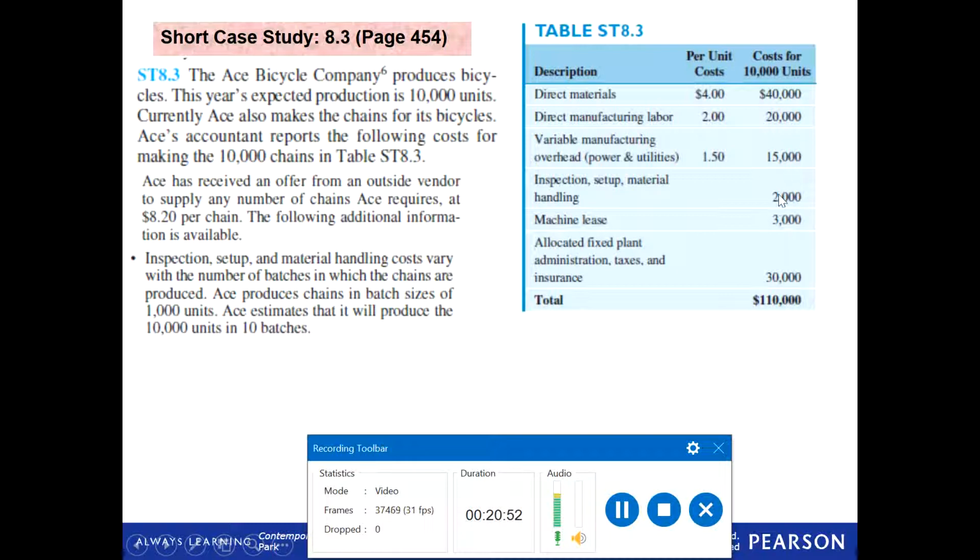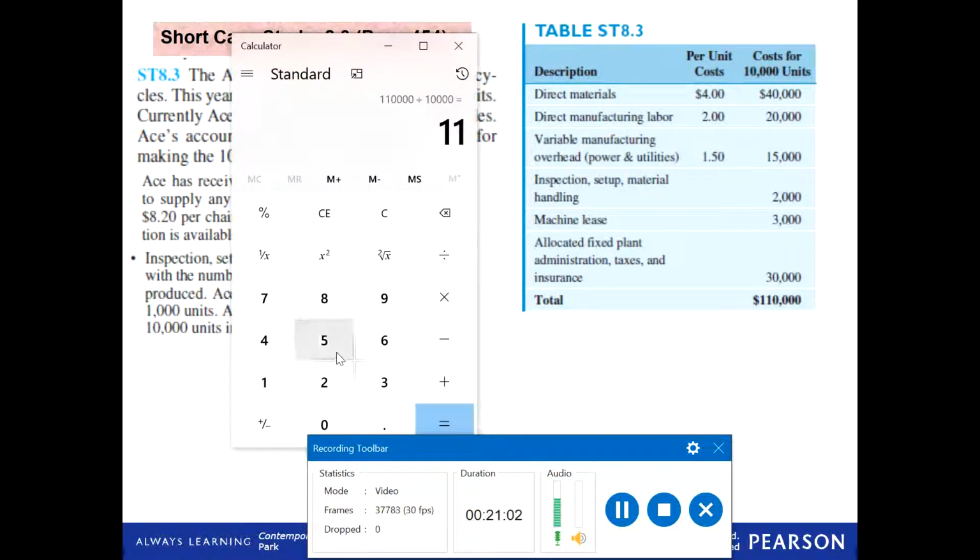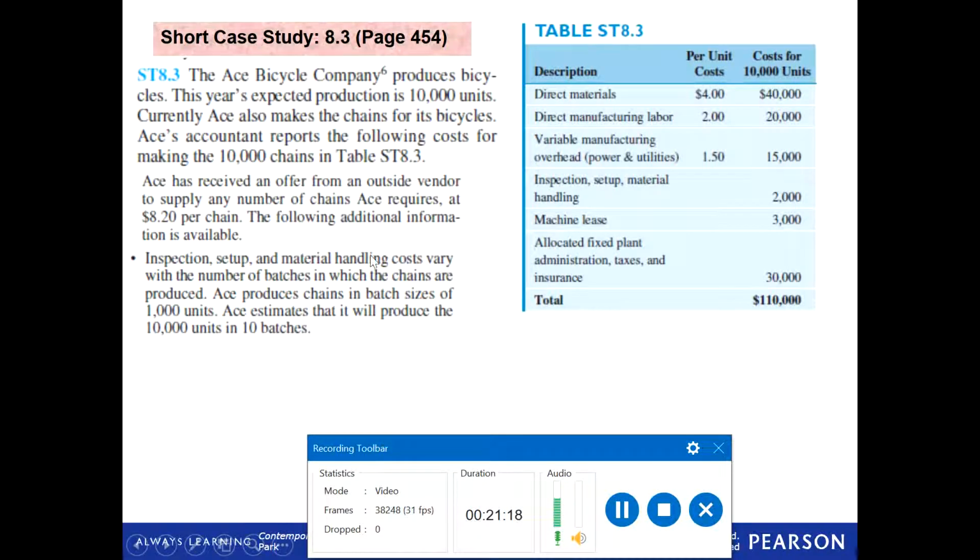So now what is the cost? This one is 2000 divided by 10. So it is a per batch cost. What is the per batch cost? It is 2000 divided by how many batches? 10, meaning in 10 batches. So what is the cost? This is 200 per batch. So this is not a cost for each unit. Basically this is per batch. So it is 200 per batch.